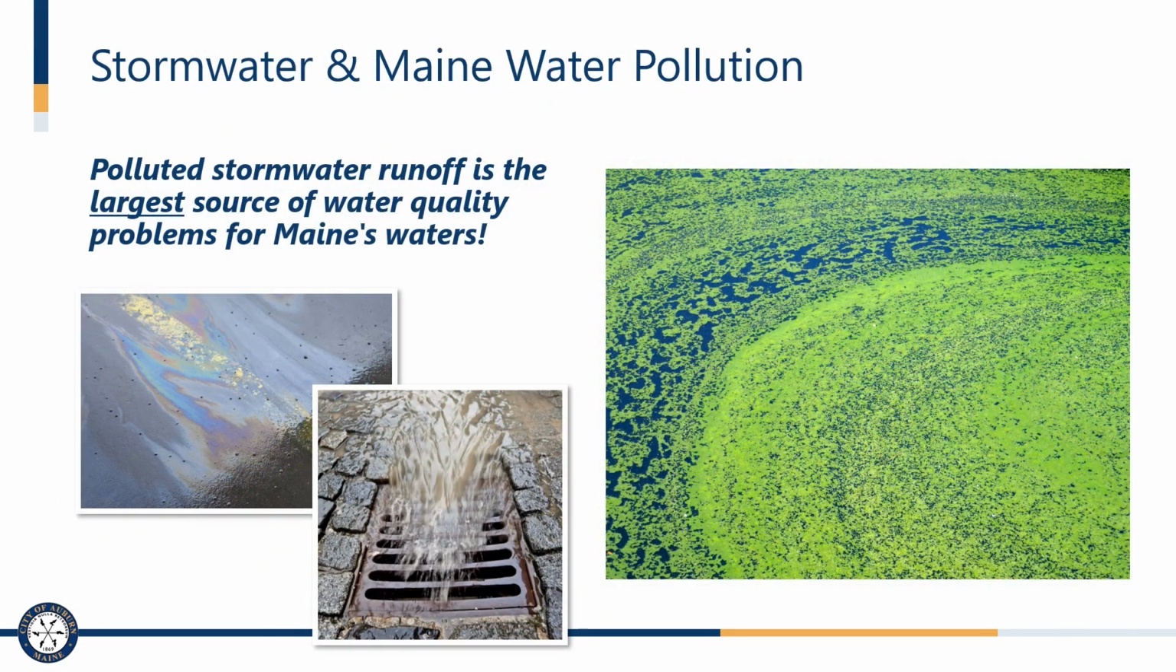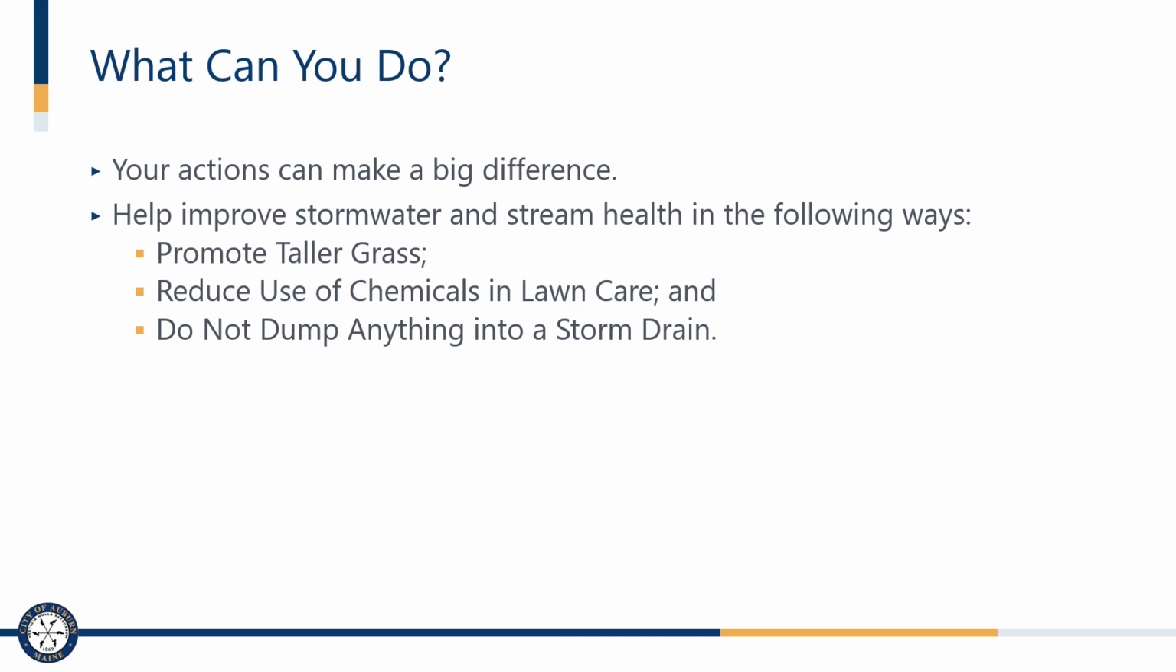Stormwater pollution is the largest contributor to water quality problems in the state of Maine. Stormwater pollution can litter our waters, cause high nutrient levels that can lead to algal blooms, lower dissolved oxygen levels, which can make it harder for aquatic plants and animals to survive, and contribute oils and toxic chemicals into our waters. So, what can you do to help keep pollutants out of our stormwater?